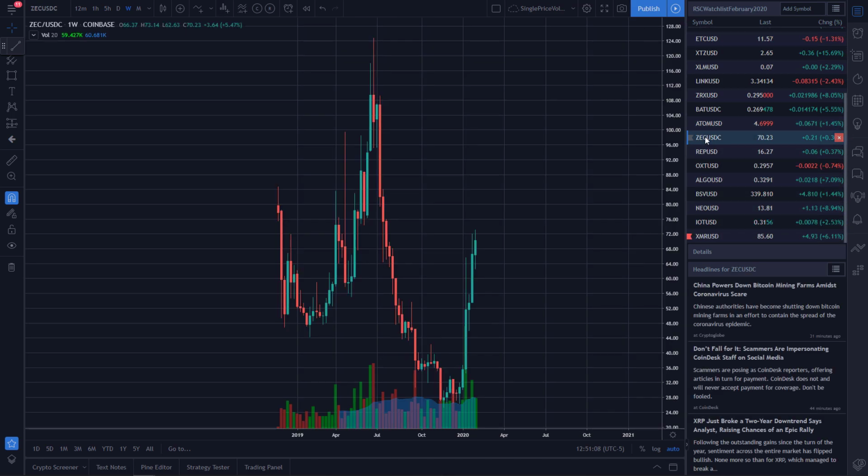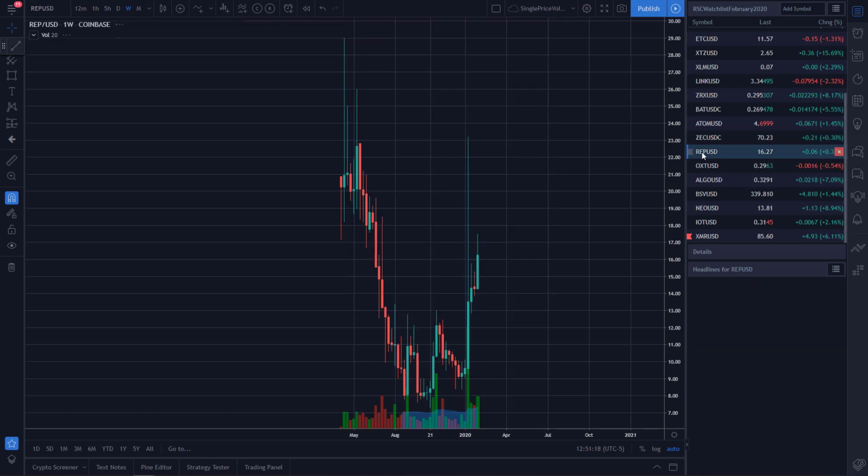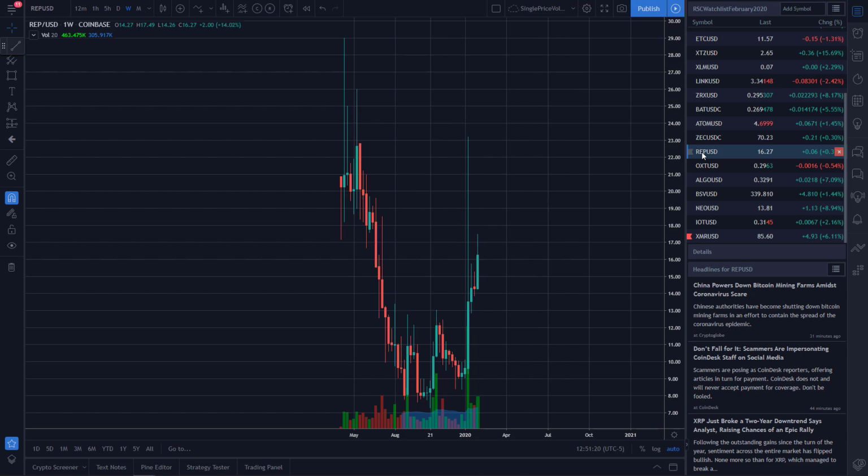Atom, this one doesn't have much history. Zcash coming really strong off the bottom. This one, I would not chase up at this point. Wait for the higher low to set up.